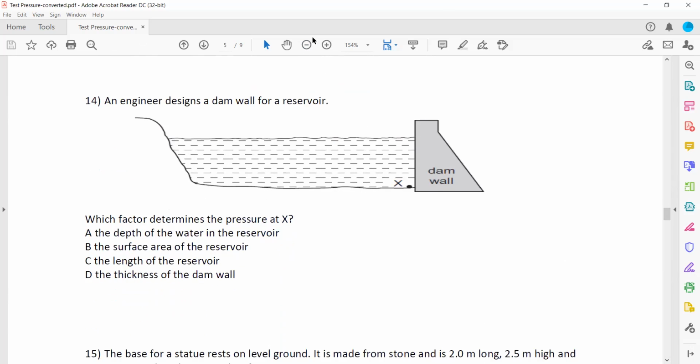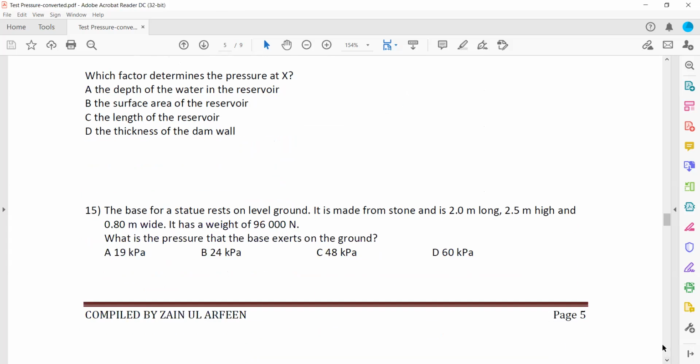Question 14, an engineer designs a dam wall. So he designed a dam wall for a reservoir. Reservoir means to store this water. Which factor determines the pressure at X? Pressure exerted by the liquid. Which factor does it depend on? The pressure exerted by the liquid depends on the depth of the liquid. That's why directly, A would be depth and density, but density is not given, so the only option we are left with is depth. That's why we select depth.